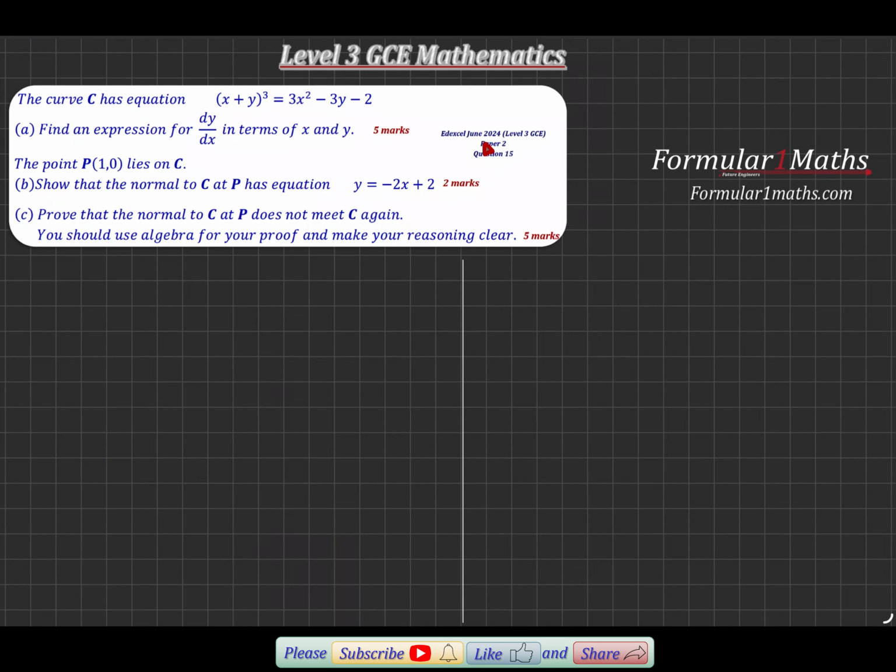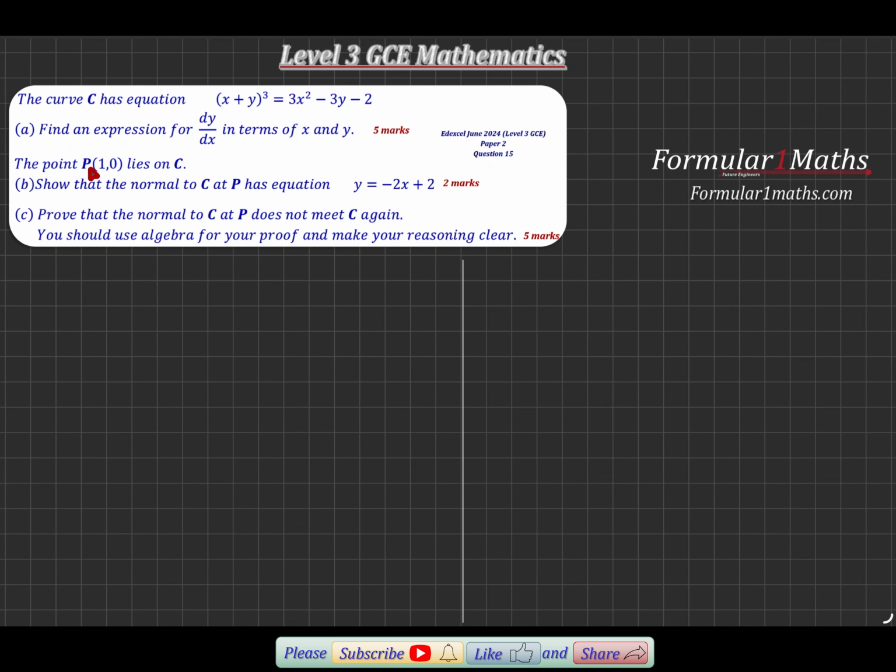This question is the Edexcel June 2024 Level 3 GCE Pure Maths Paper 2, Question 15. The question says, the curve C has the equation (x + y)^3 = 3x^2 − 3y − 2. Part A: find an expression for dy/dx in terms of x and y.